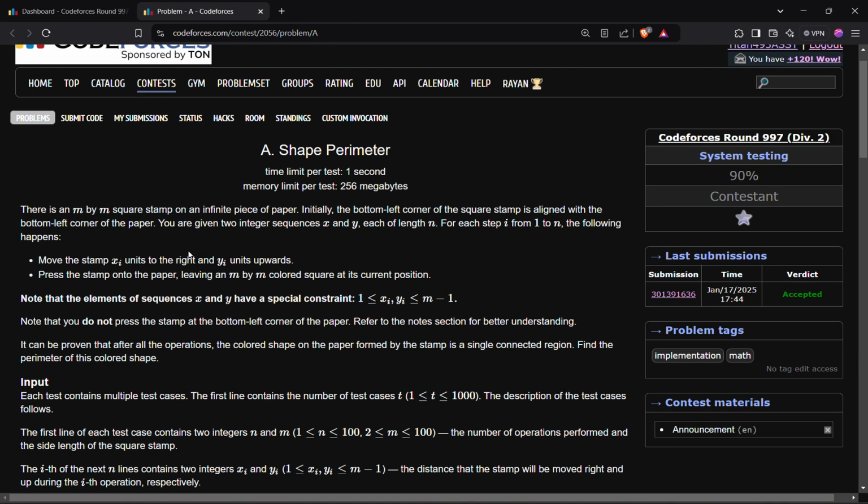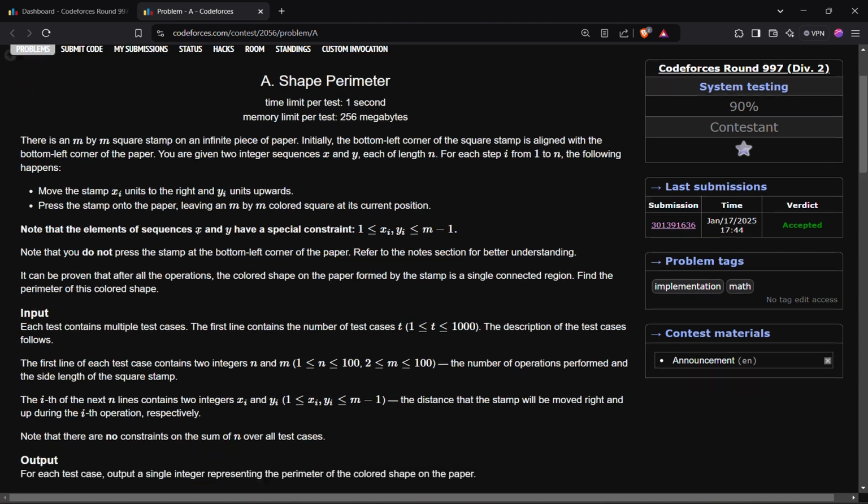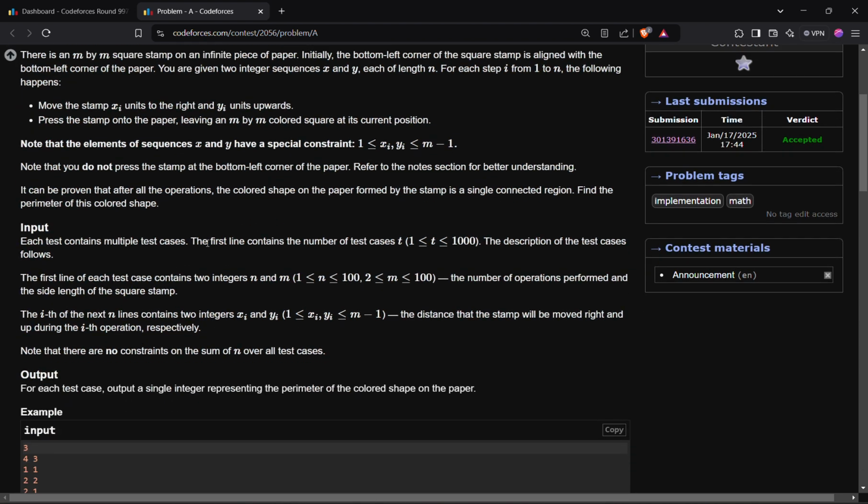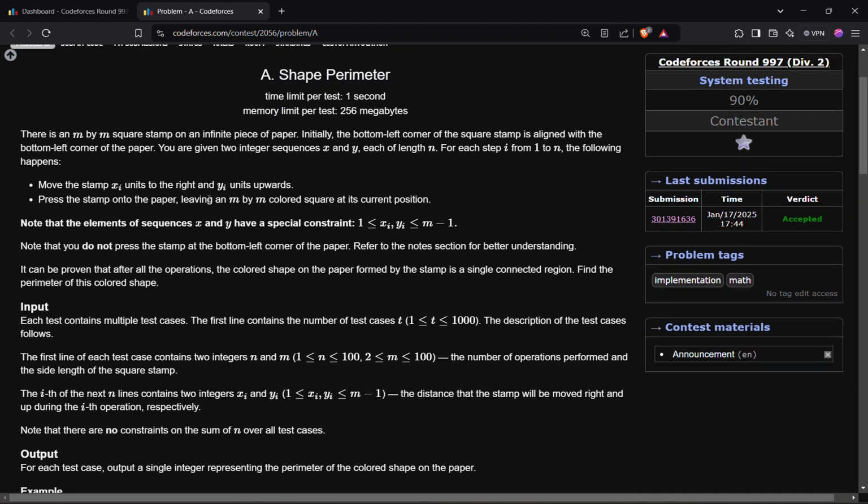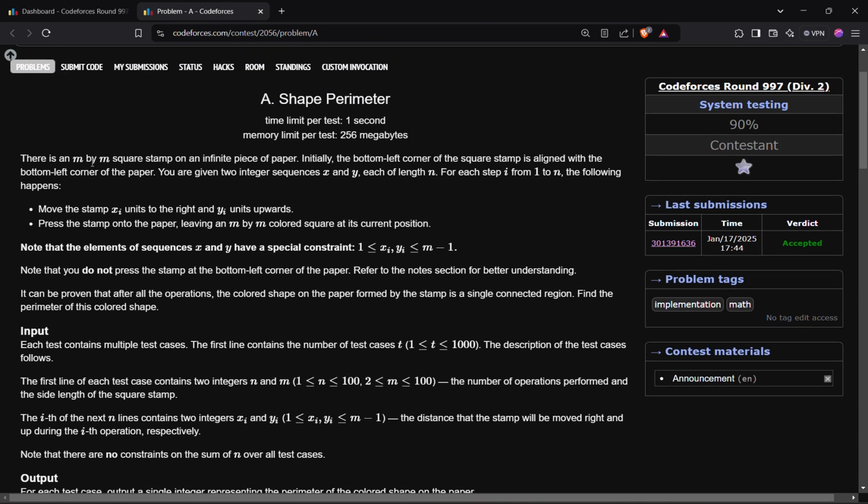Okay, A was already up anyways. So there is an m by n square stamp. There are timestamps in the description, or below the video automatically, so those who have understood the question well can directly skip to the solution of the problem. There is an m by n square stamp on an infinite piece of paper. Initially the bottom left corner of the square stamp is aligned with the bottom left corner of this paper.